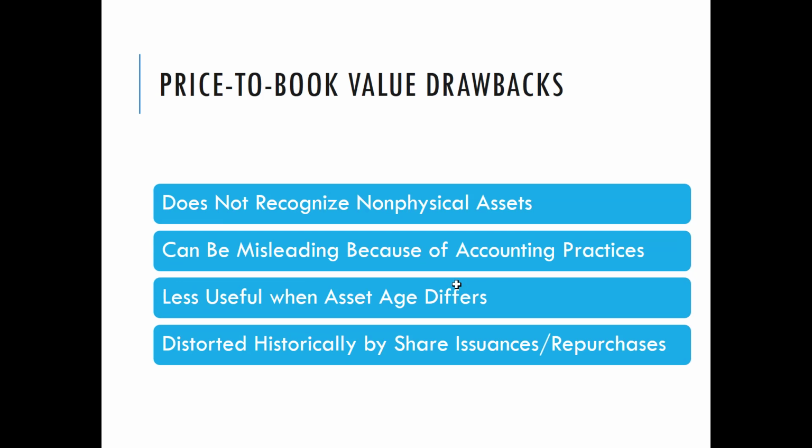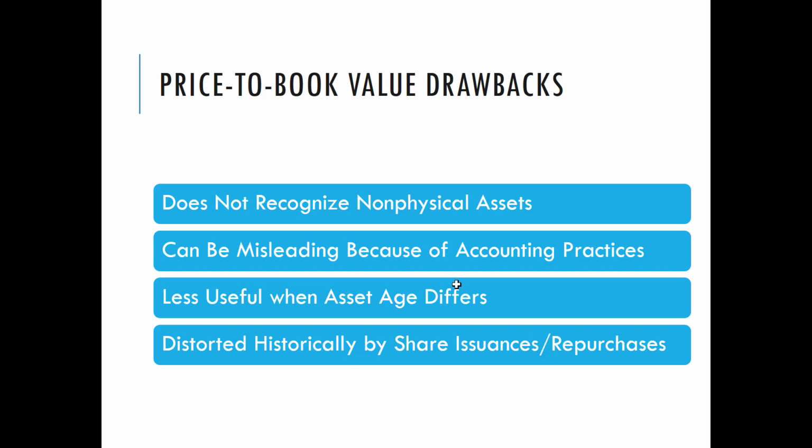Again, there are a few different drawbacks. One is that book value does not recognize non-physical assets. All your intangibles, like brand values or human capital and all these things, will not be valued using a price to book value multiple. So if the company does have a huge amount of those, the multiple will be different from that of a company that has everything on the balance sheet.